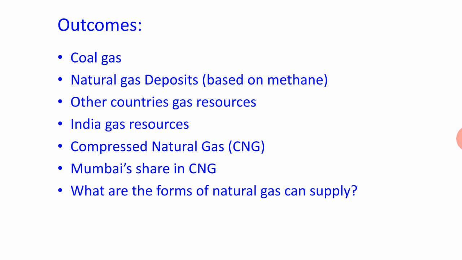What are the forms in which natural gas can be supplied? We already said that we can supply through pipelines, through compressed cylinders, or through ship containers. In this way we can reduce pollution and greenhouse gas emissions, because these have a smaller amount of pollutants.